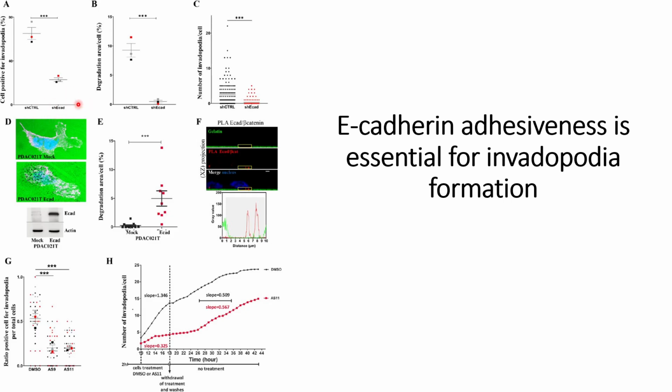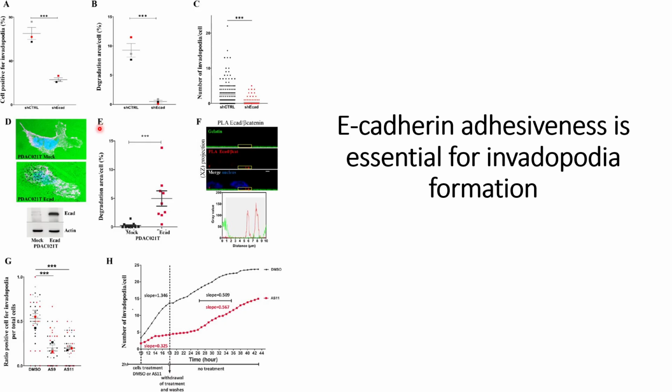In panel A they show the results, where E-cadherin is successfully downregulated compared to the control. Because of this downregulation of E-cadherin, they see that the degradation area per cell goes down, and the number of invadopodia formations per cell also goes down. Both of these indicate that absence of E-cadherin is causing a decrease in invadopodia, and these are in line with the results that we discussed in our previous video.